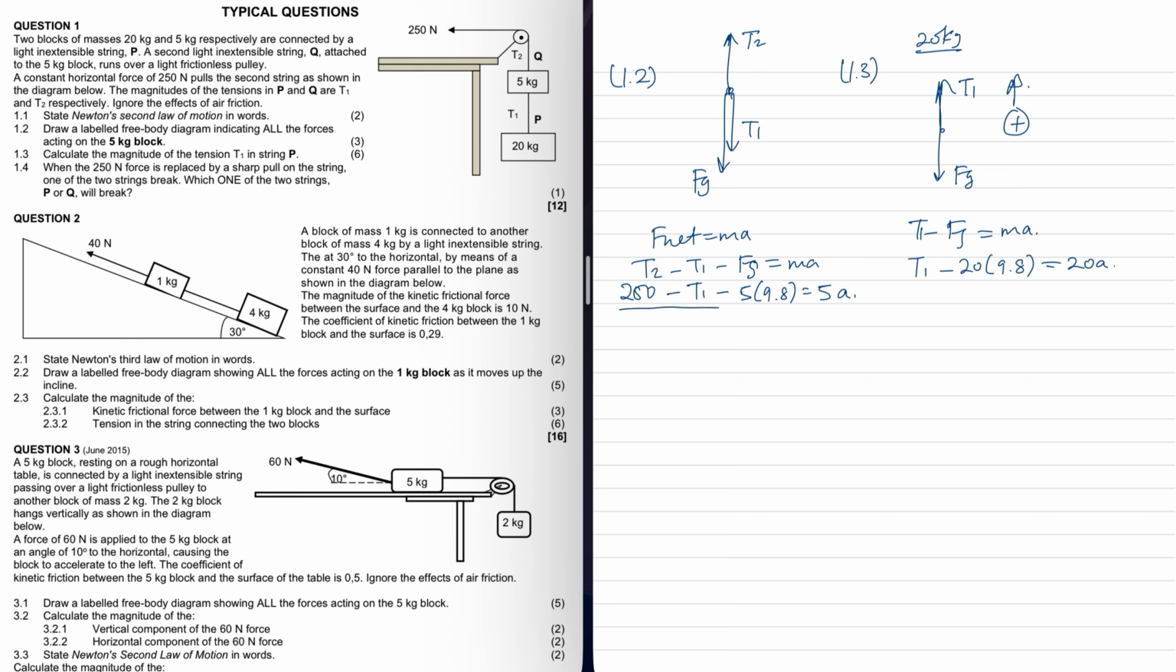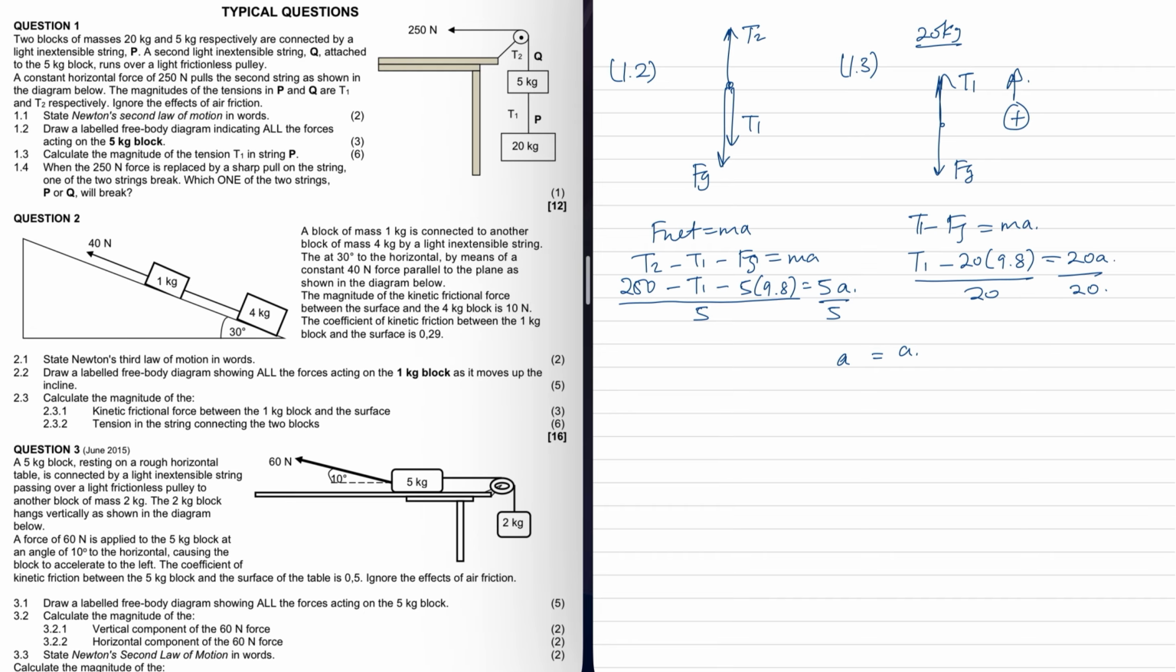Now I can divide everything by 5 here, and divide everything by 20 here, and that's because I want the tension. So I'm going to say that the acceleration is equal to (250 minus T1 minus 5 into 9,8) divided by 5, which is going to equal (T1 minus 20 into 9,8) all over 20. You can then solve for T. You can use your calculator or solve it. So T1 is going to equal 200 newtons.